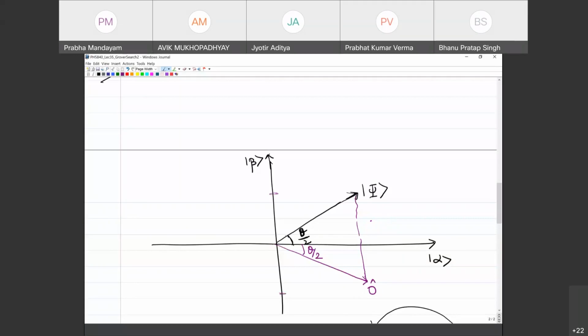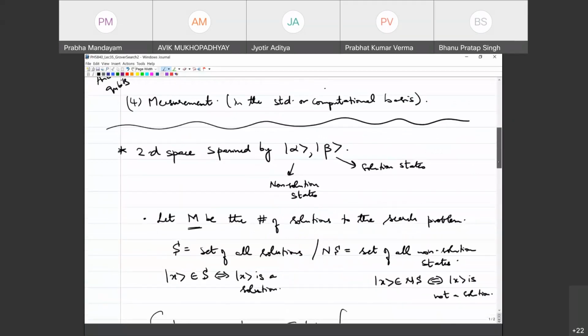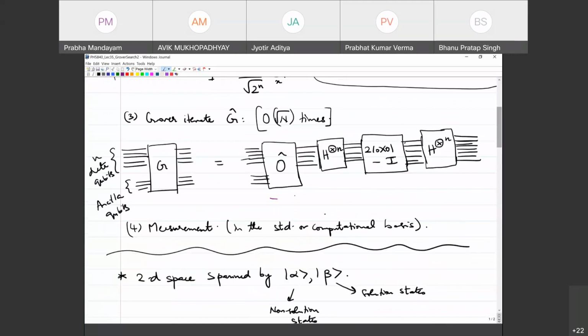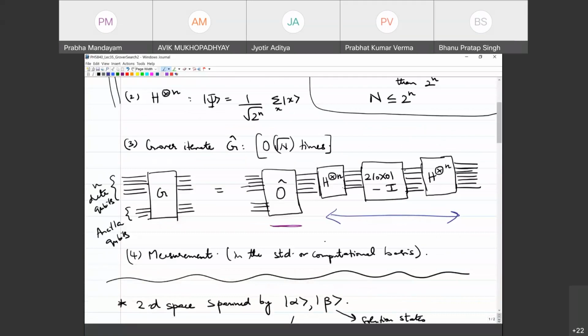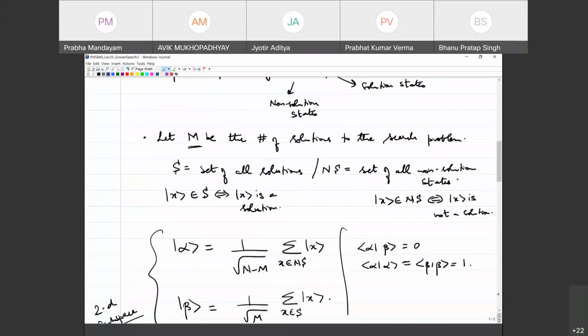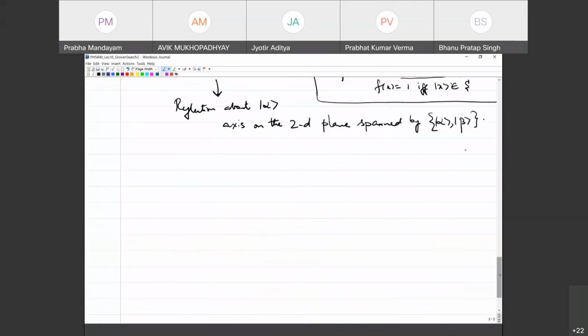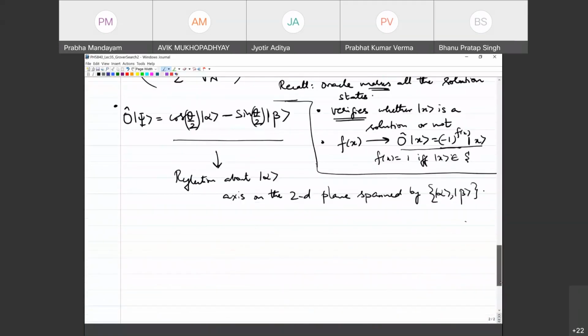The next step is the rest of the Grover iterate. Remember, the Grover iterate has two parts. First part is the oracle. The second part is what I was showing you yesterday towards the end of class: that this sequence of operations, Hadamard followed by twice projection on 0 minus identity followed by Hadamard, is nothing but a projection on psi minus identity, which in turn is nothing but a reflection about the state psi.